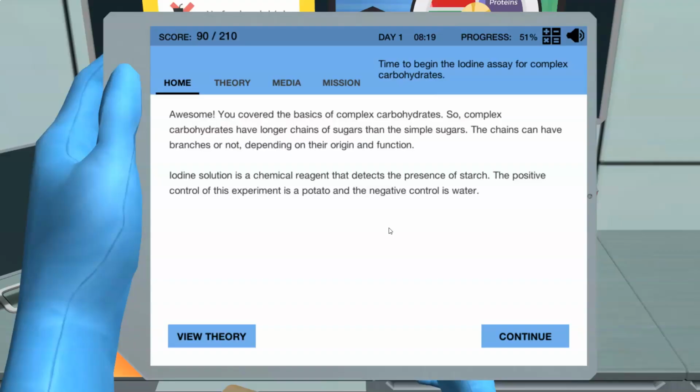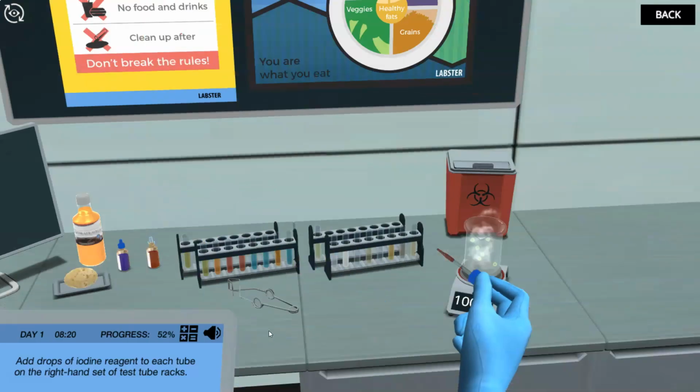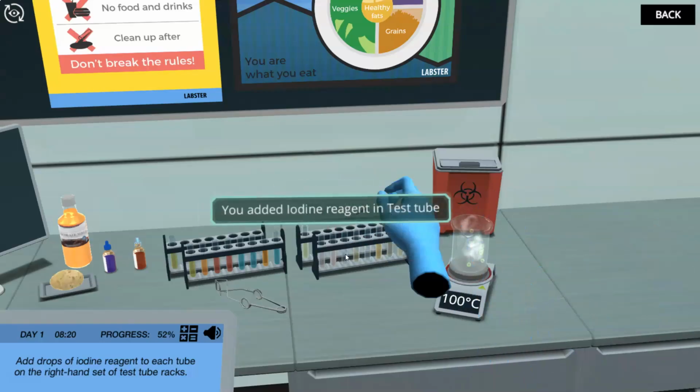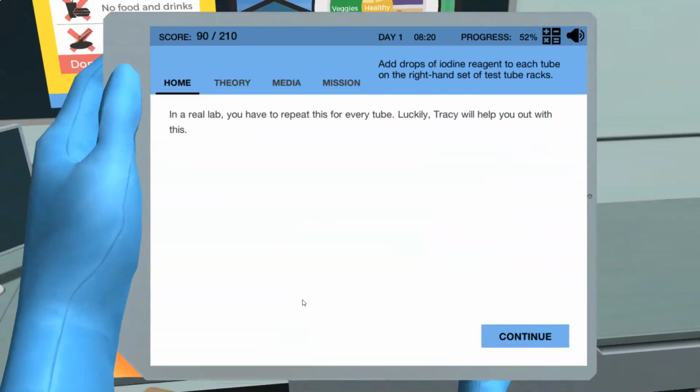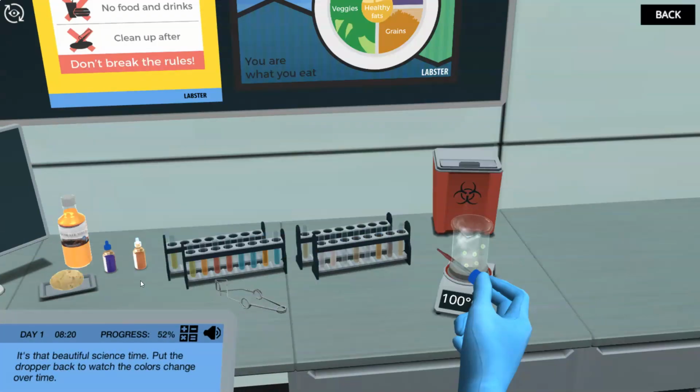Iodine solution is a chemical reagent that detects the presence of starch. The positive control of this experiment is a potato and the negative control is water. Add drops of iodine reagent to each tube on the right-hand set of test tube racks. In a real lab, you have to repeat this for every tube. Luckily, Tracy will help you out with this. Put the dropper back to watch the colors change over time.